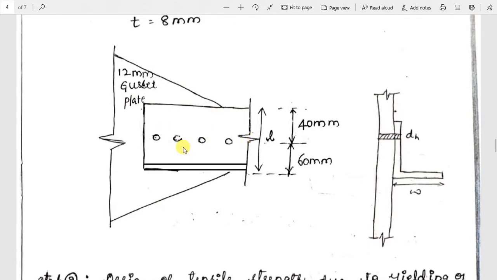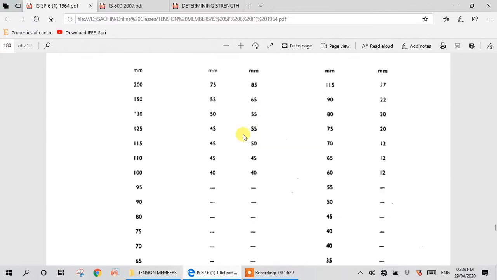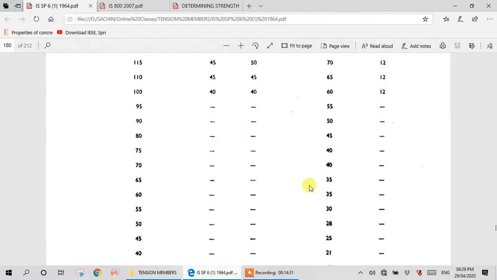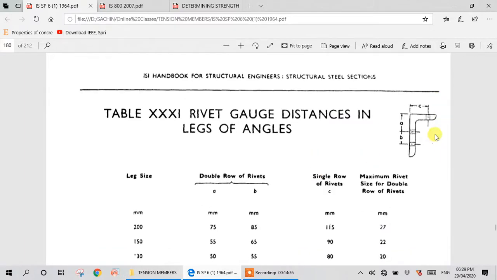So 4 bolts are used here. See, these two values, 60 and 40: from this bottom to the center of this bolt hole is 60, and from this center to this particular point it is 40. See, if these two values are given, well and good, or else you have to get it from the SP6 part 1 code book. You can get it from page 168 of the SP6 part 1 handbook. You can see the figure here.